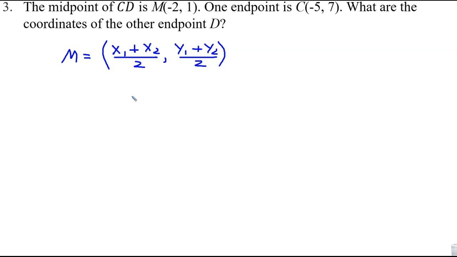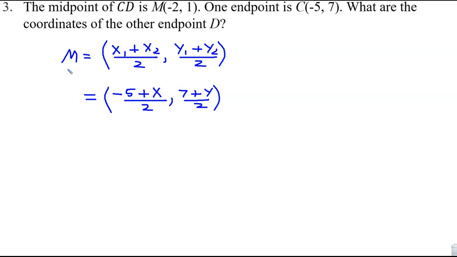And what we'll do is fill in what we know. We know one of the x and y coordinates. We know where C is at. So we'll say -5 for the first x. And then I'll just say plus x instead of x2, over 2. And then we'll take C's y coordinate, 7, plus the other y over 2. Okay, so I know one of the x and y coordinates. I want to figure out what the other x and y are for this one.